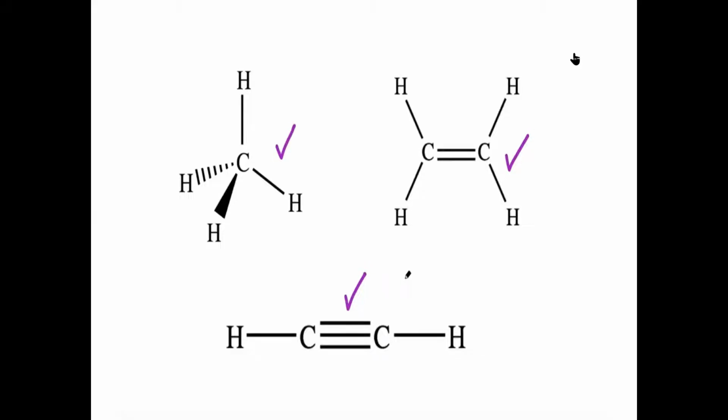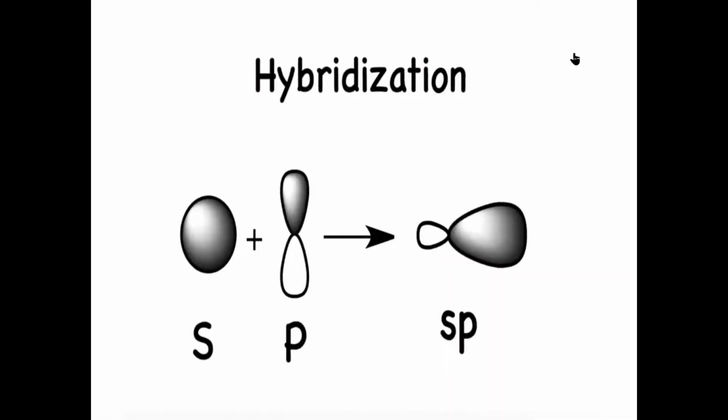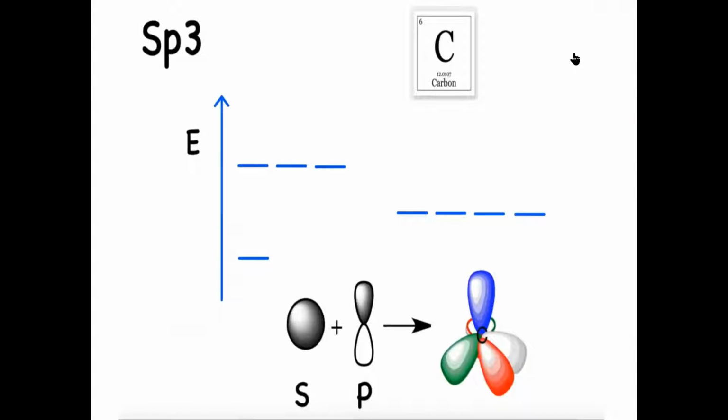Let's take a look at hybrid orbitals in order for us to explain this. We have to take a look at a concept called hybridization. If you take any orbital, in this case an s orbital, and a p orbital, and you fuse them together, you create what we call hybrid orbitals. So notice by combining an s and a p orbital, we get this sp orbital. This is what we call a hybrid atomic orbital.